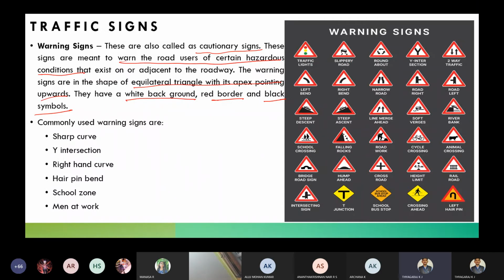The commonly used warning signs: slippery road, roundabout, Y intersection, two-way traffic, left hand bend, right hand bend. They indicate some warning to the road user, that the road is narrow, or men are at work, and all those things will be indicated using these warning signs. That is the sharp curve, Y intersection, right hand curve, hairpin bend, school zone, and men at work. Any five you write. I am not suggesting that you have to write all the traffic signs; any five you can select and write. That is for warning signs. First write the definition and the function, how it will be indicated, then draw the diagrams. Any five you can write in your exam or in your IA.